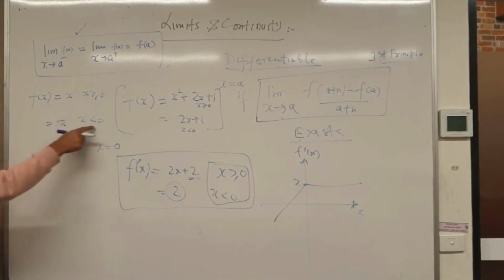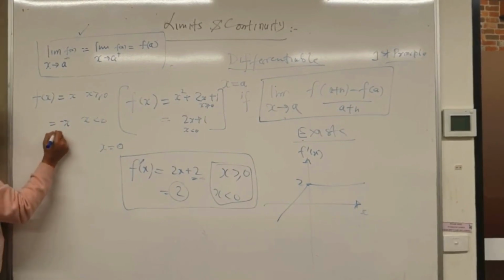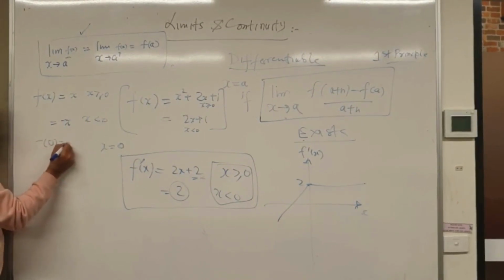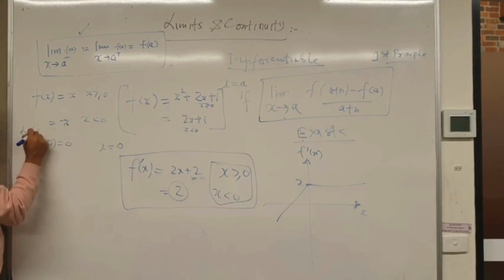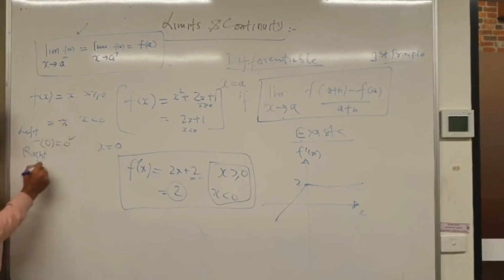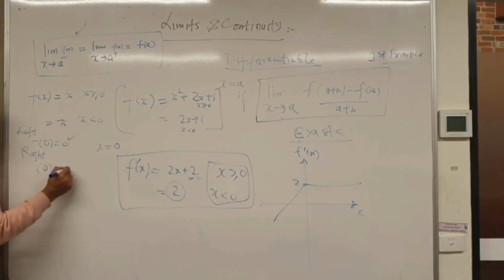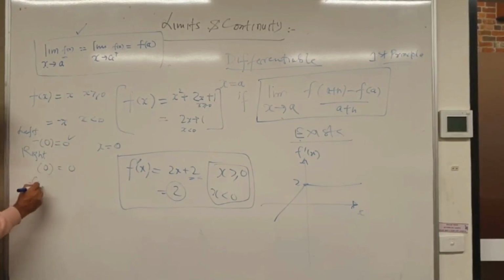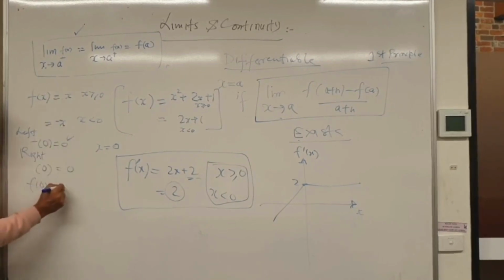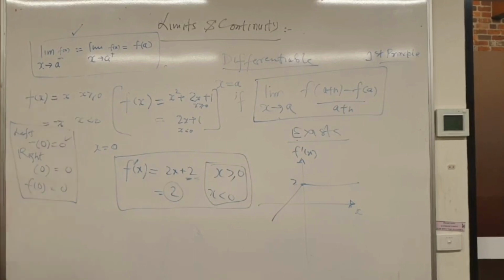If you see that, right limit, left limit, plug in 0, which is minus 0, is 0. So this is the left limit. Right limit, plug in x equals 0, so you get x as 0, you get a 0. And f of 0 is 0. So yes, this function is continuous at x equals 0.